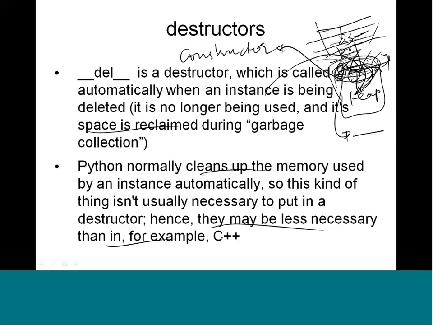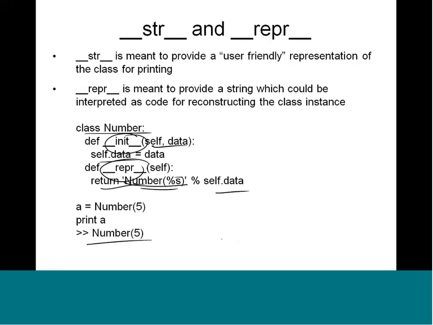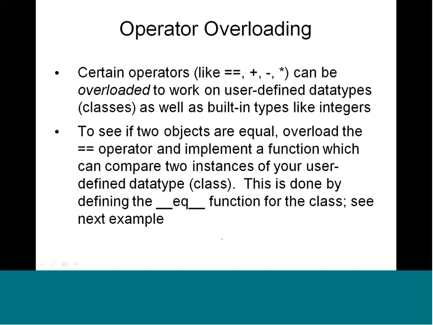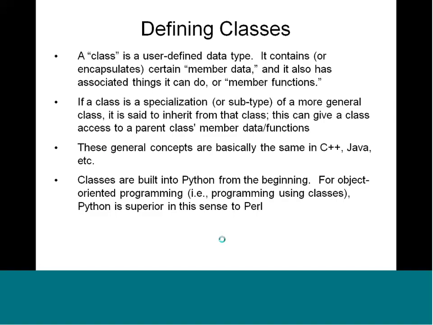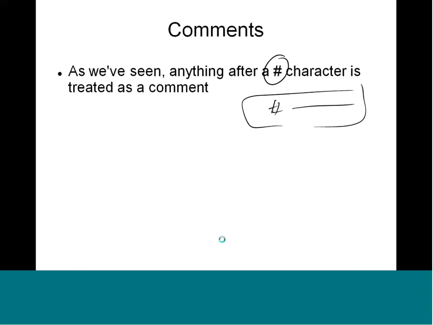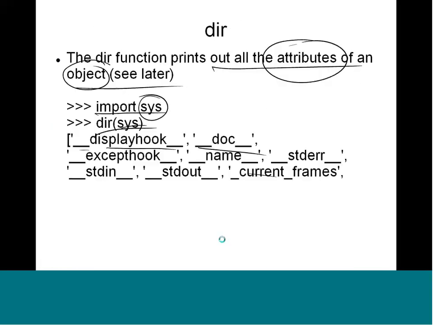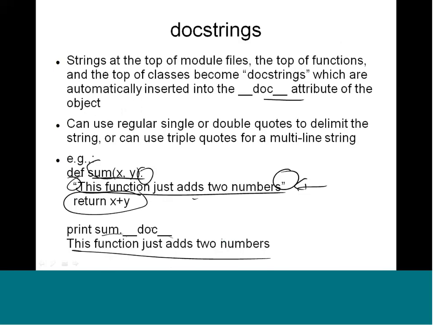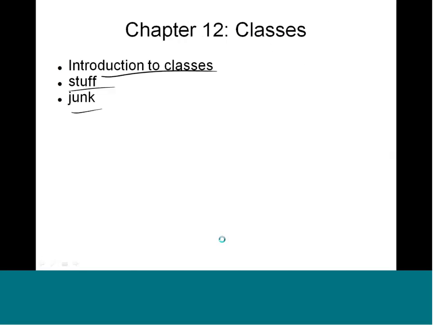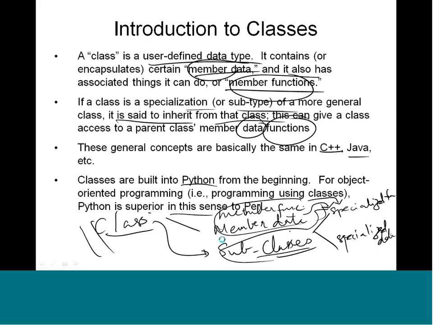So that's pretty much what I wanted to cover for today. We went through two important topics. One is the documentation, with the dir command and the doc strings. Then we went on to talk about classes in Python, which are essentially a user defined data type.